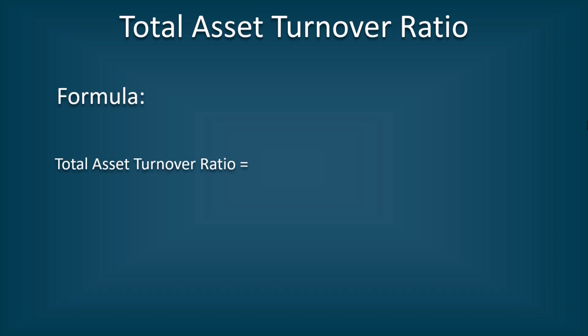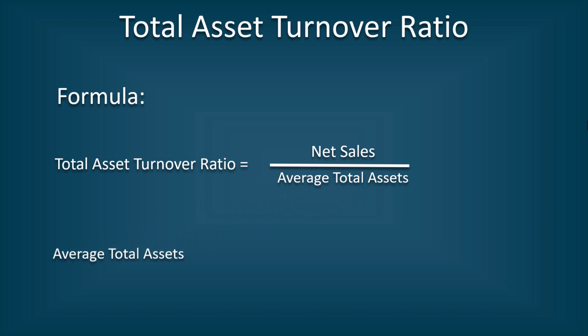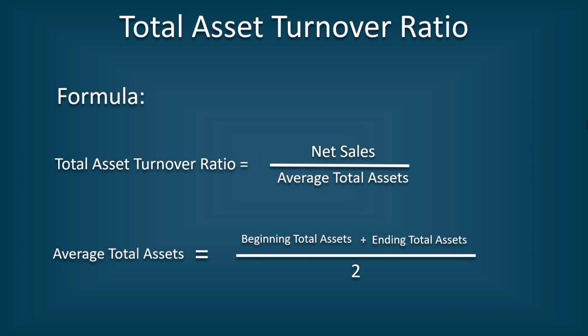Total asset turnover ratio equals net sales divided by average total assets. And what is average total assets? It is calculated as average total assets equals beginning total assets plus ending total assets, divided by 2.